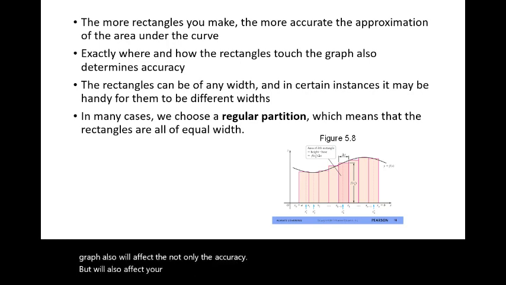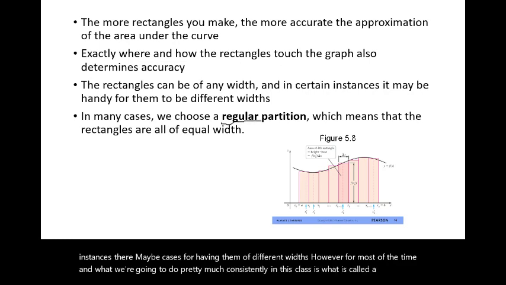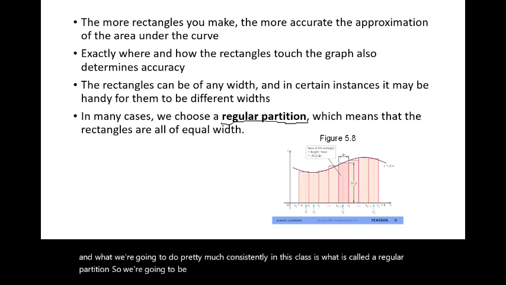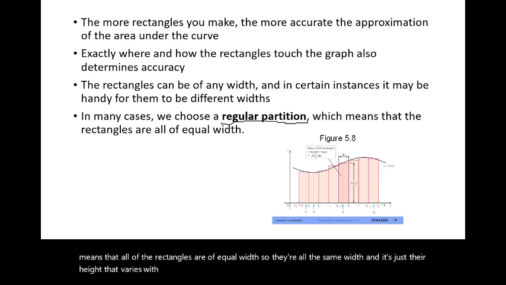Now, the rectangles can technically be of any width, and in some instances, there may be cases for having them of different widths. However, for most of the time, and what we are going to do pretty much consistently in this class, is what is called a regular partition. We're going to be dealing almost primarily with regular partitions. A regular partition means that all of the rectangles are of equal width. They are all the same width, and it's just their height that varies with the height of the graph.